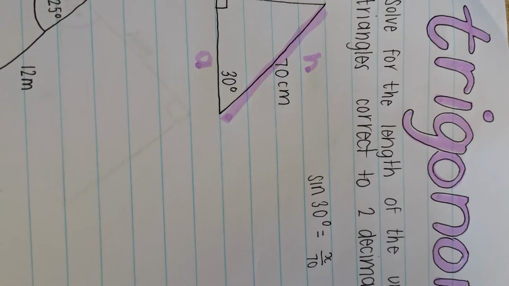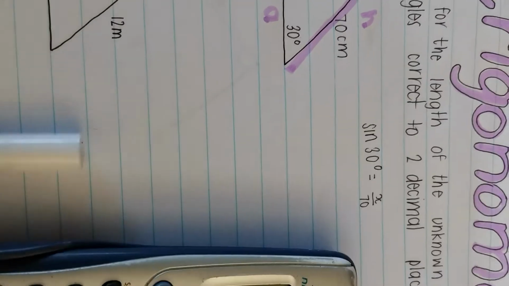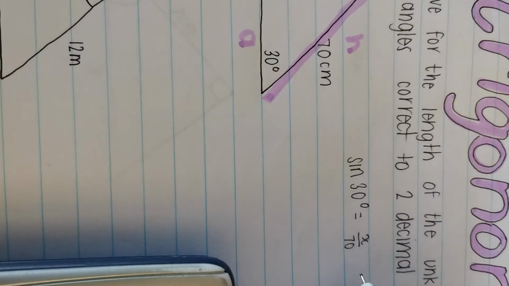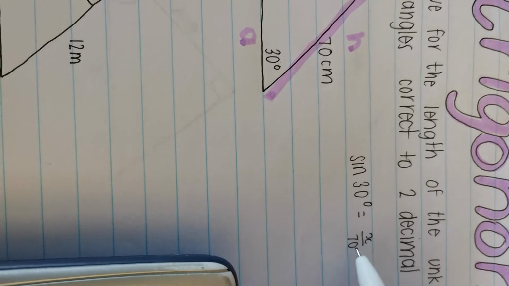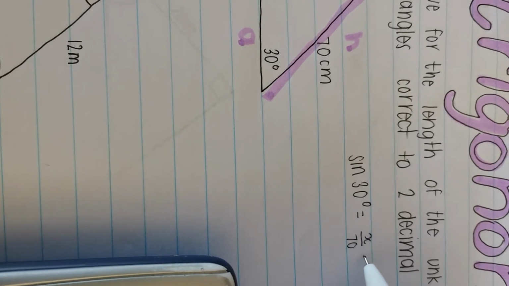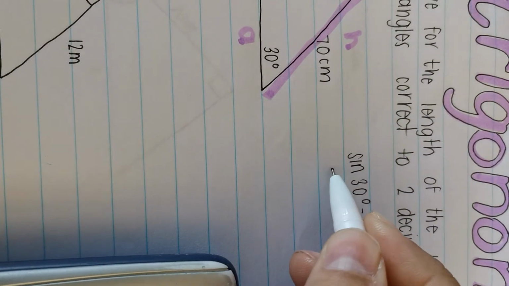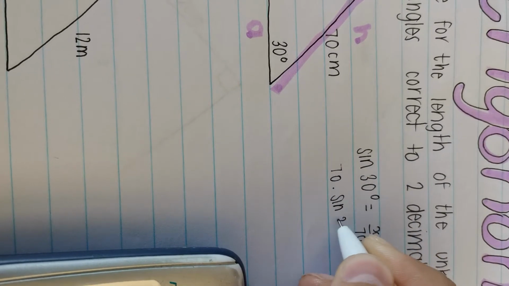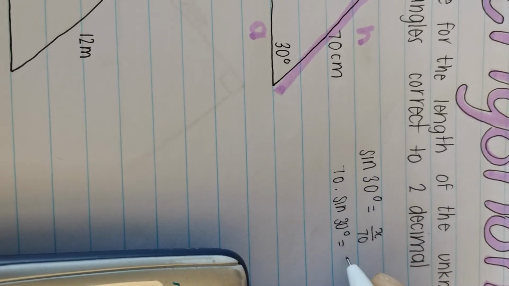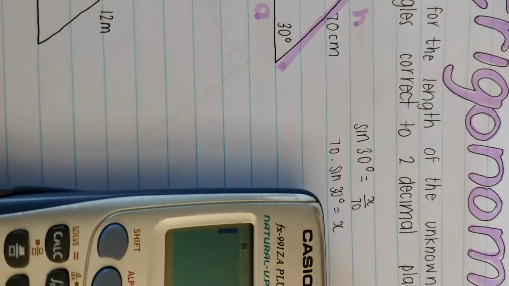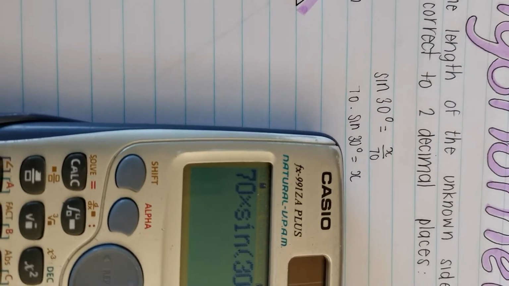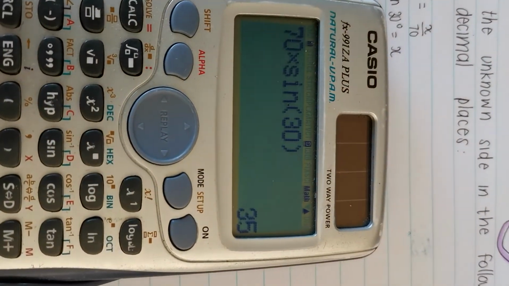And now we need to actually solve for this. Oh wait, let me first write it here. This is an equation, so we need to get rid of the denominator 70. We're going to multiply both sides by 70, leaving me with 70 times sine 30 degrees equals x. So on your calculator, you go 70 times sine 30, and there we go. That's our answer.